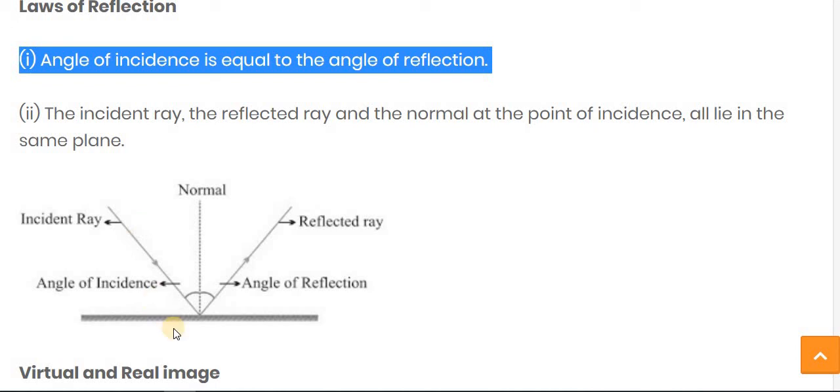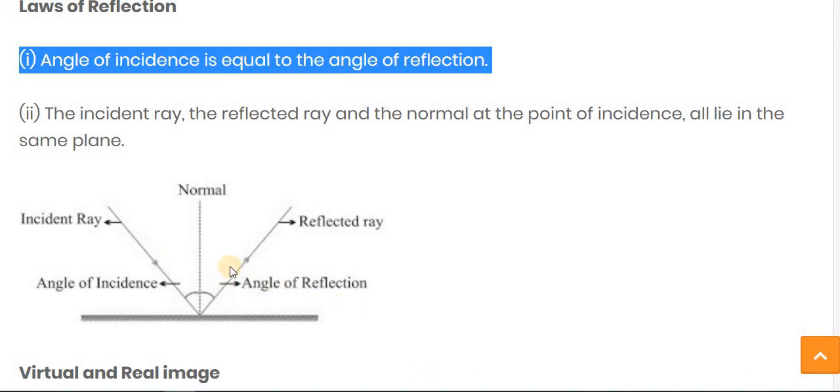The angle between the normal and the incident ray is known as the angle of incidence. The angle which is made with the normal by the incident ray is called the angle of incidence, while the angle that the reflected ray makes with the normal is called the angle of reflection. The angle of incidence is denoted by small i, whereas the angle of reflection is denoted by small r.